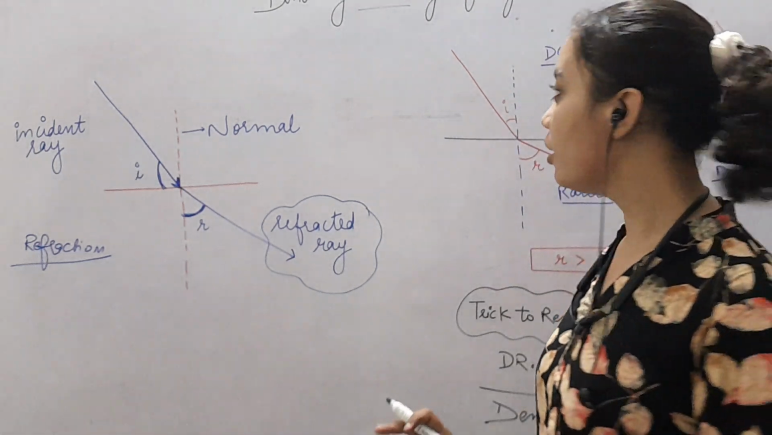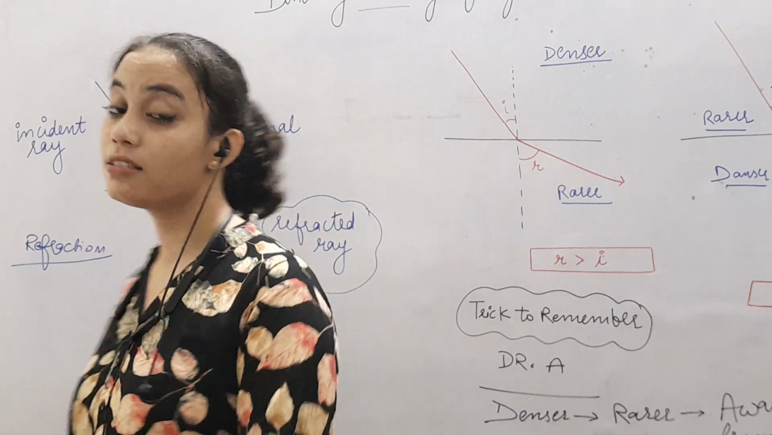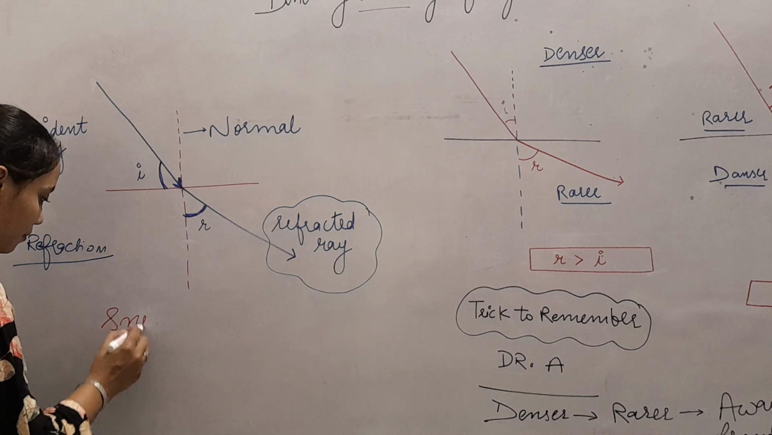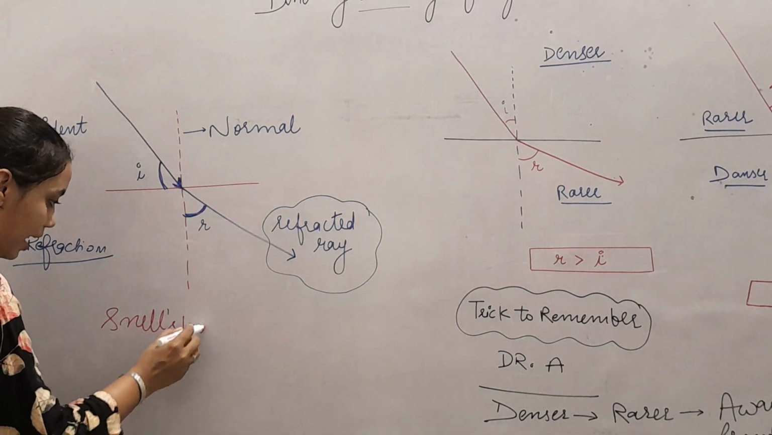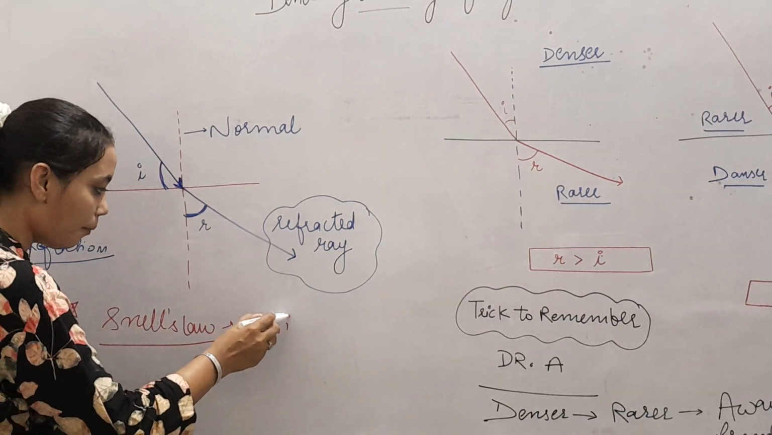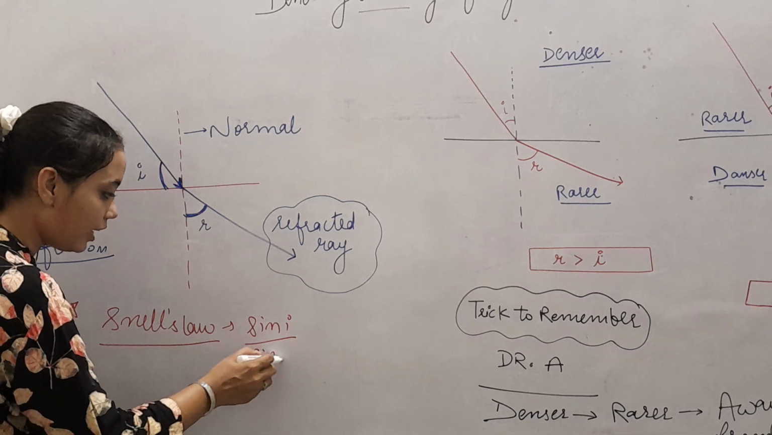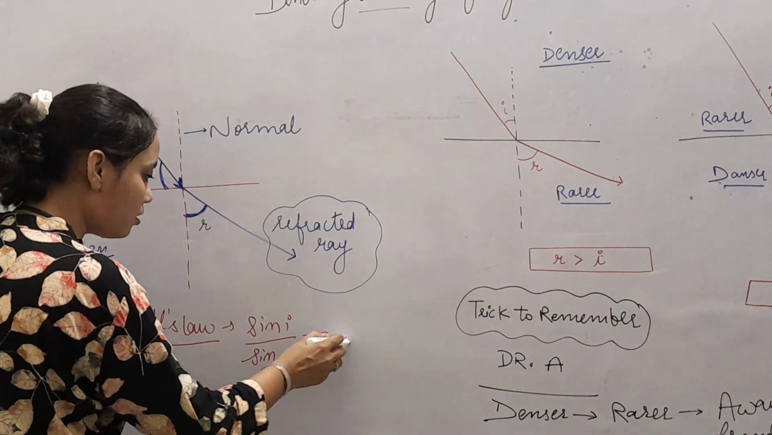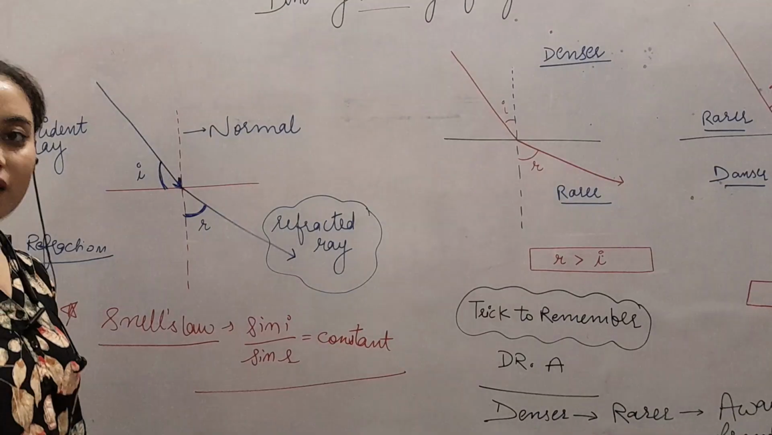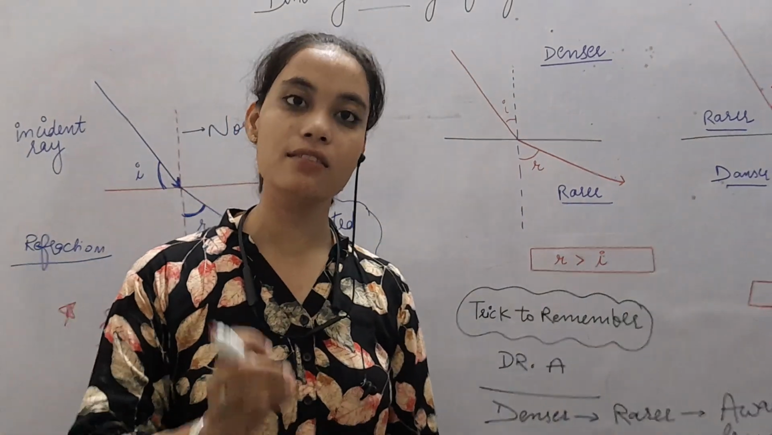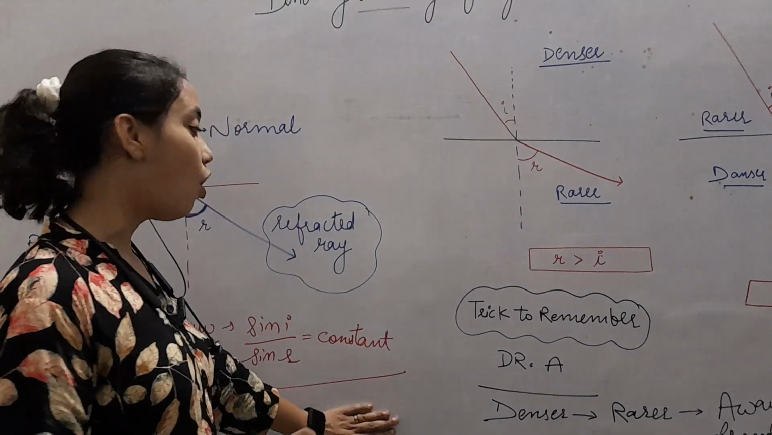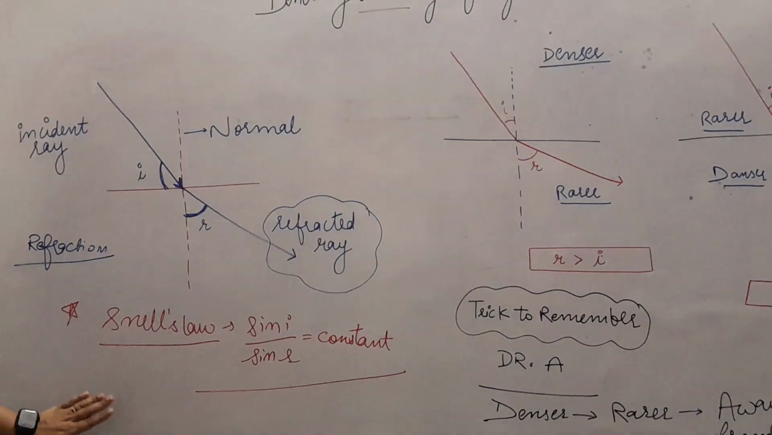And the second law of refraction जो हम discuss करते हैं, that is Snell's law. Snell's law is what? The sine value of angle I by angle R, means sine I by sine R is always constant. Means the ratio of the sine of the angle of incidence with respect to the sine of the angle of refraction is constant. This is called Snell's law.